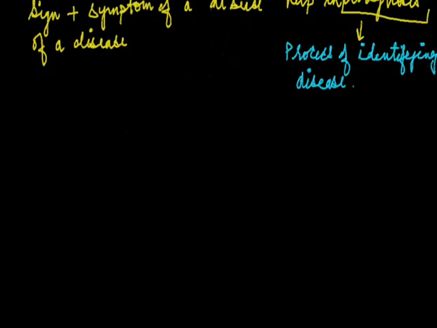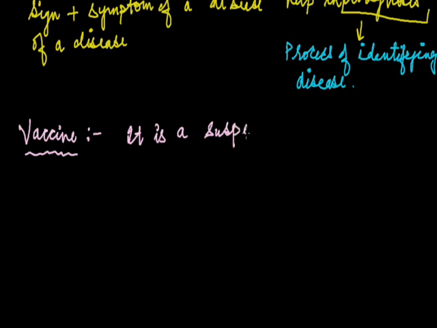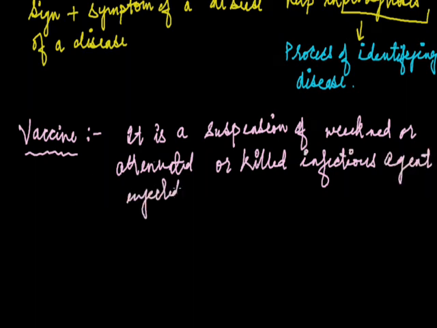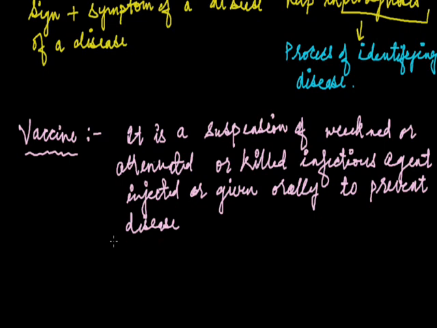Now the next term is vaccine. It is a suspension of weakened. We can also say weakened as attenuated. Attenuated means the virulence of the bacteria or the infectious agent has been removed from that microorganism. It is a suspension of weakened or attenuated or killed infectious agents injected or given orally to prevent disease.